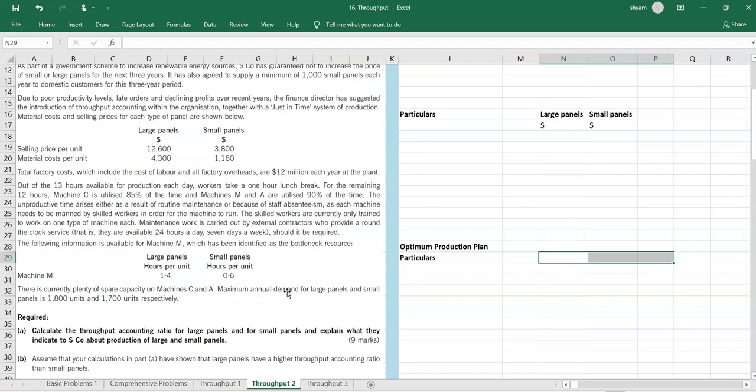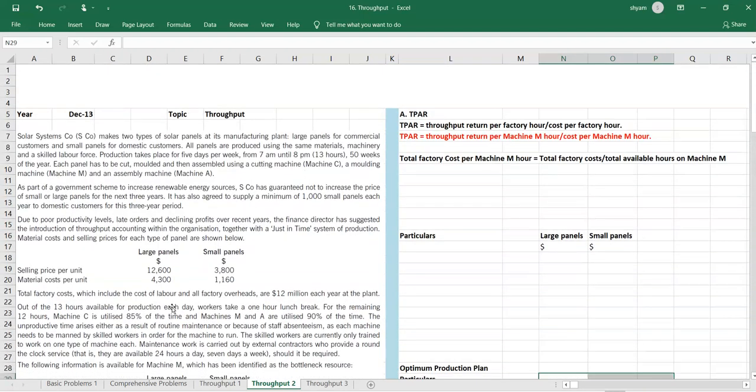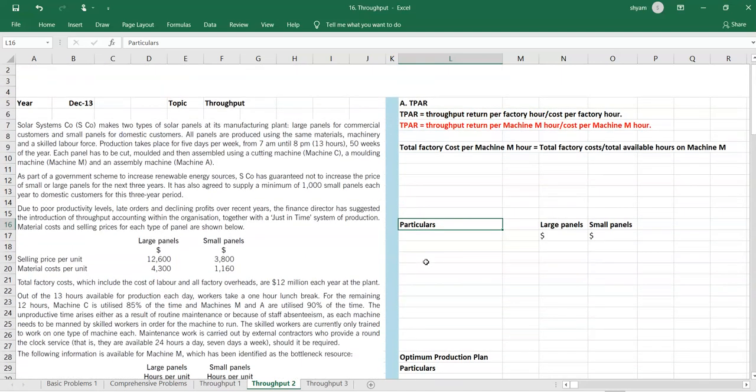Maximum annual demand for large panels and small panels is 1800 units and 1700 units respectively. So he has given us all the information. Our first consideration is to find out the TPAR. How would we find out the TPAR? I have already created a basic format, so we'll use this format. Selling price per unit is going to be 12,600 and 3,800. Then we need the material cost.